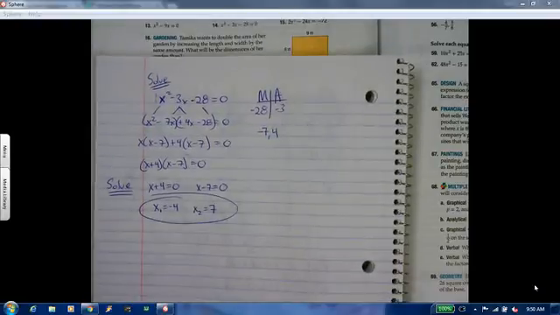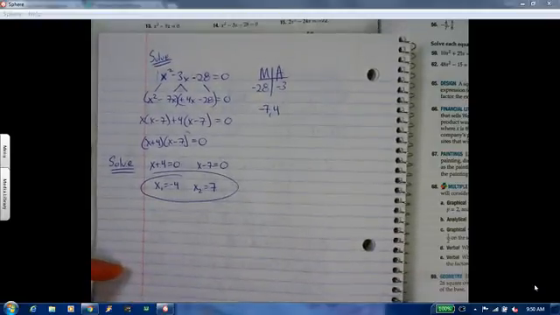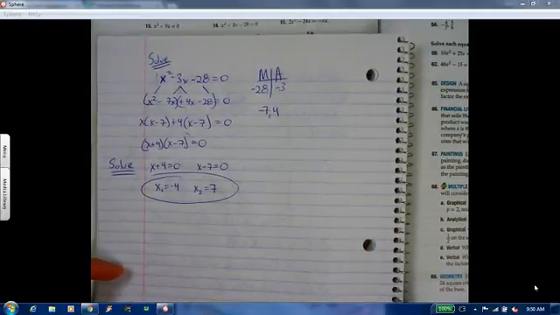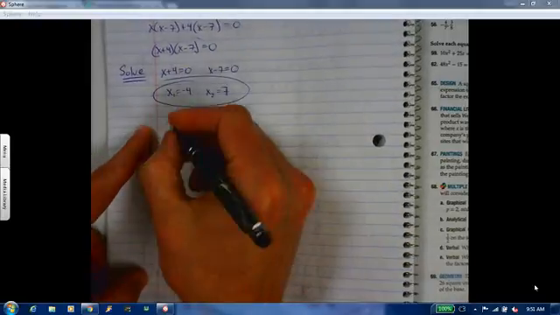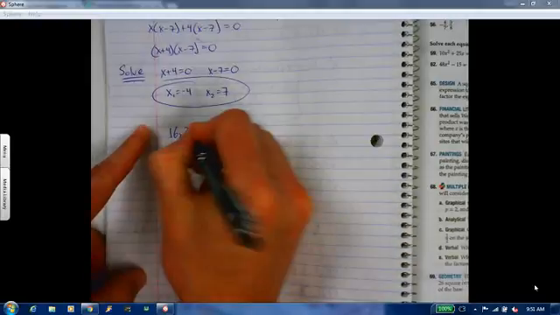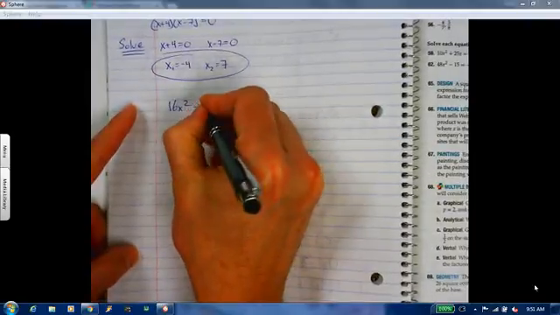Round and factored. Let's just do that. 16x squared minus 16x equals negative 3.